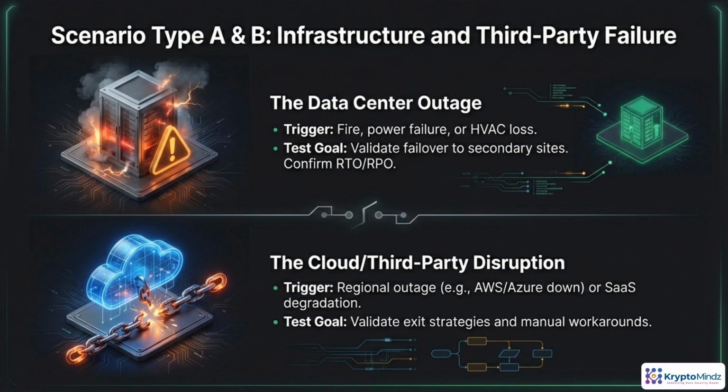Let's make that more concrete. First, picture your primary data center going down because of a fire or major power failure. Under DORA, you don't just assume backups work. You design tests that deliberately simulate that loss and demonstrate you can fail over to another site within your agreed RTO and RPO. Next, consider a regional cloud outage or failure of a key SaaS platform. Here, testing focuses on whether exit plans, alternative providers, or manual procedures actually keep critical services running.